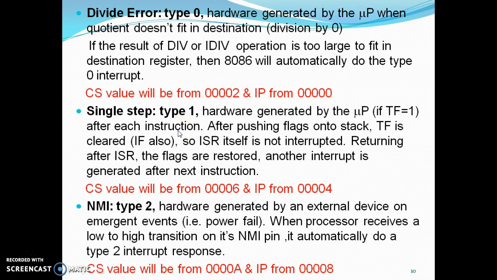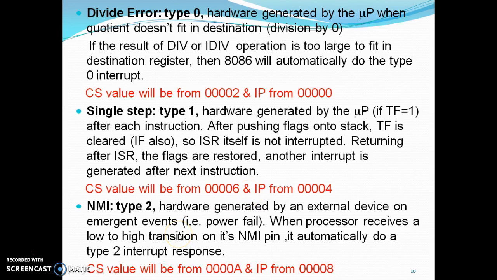Single step interrupt, that is type 1 interrupt. The single step interrupt is basically when it always waits for the next instruction. When a single step interrupt occurs, it will push the flags, clear IF, clear TF, and execute only one instruction. Again it will stop and wait for the next instruction to run the main program. This is the single step instruction. Now the new values, the CS and IP for single step, are 04 and 06.